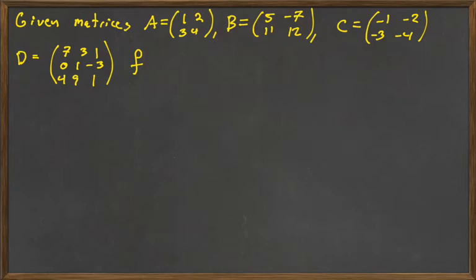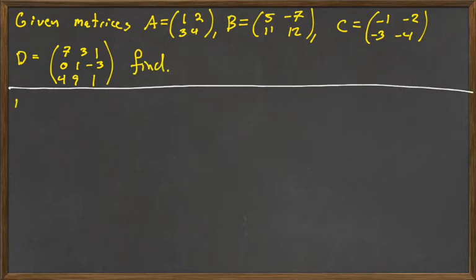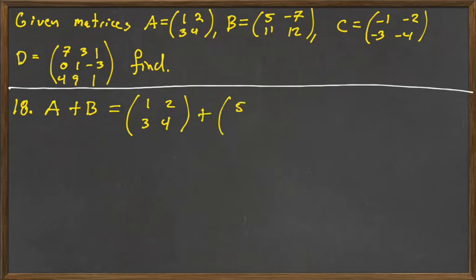Matrix D is a 3 by 3 square matrix, and entries are 7, 3, 1, 0, 1, -3, 4, 9, and 1. And we're going to do some operations. So we're going to find A plus B. They're both 2 by 2 matrices, so we can go ahead and add them. And so we're going to add the corresponding parts.